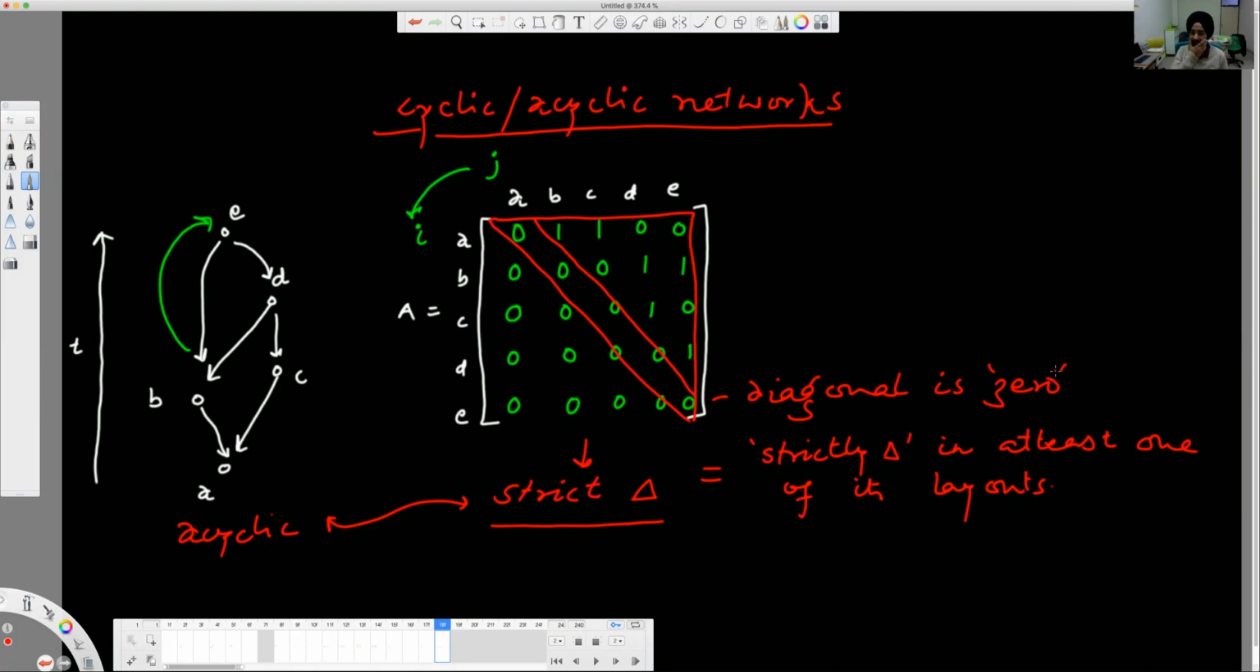Anything else? See, a matrix is triangular, strictly triangular. What else do you know about a matrix which is strictly triangular? What is the diagonal of a matrix which is triangular? You have a triangular matrix. The diagonal of a triangular matrix is what?